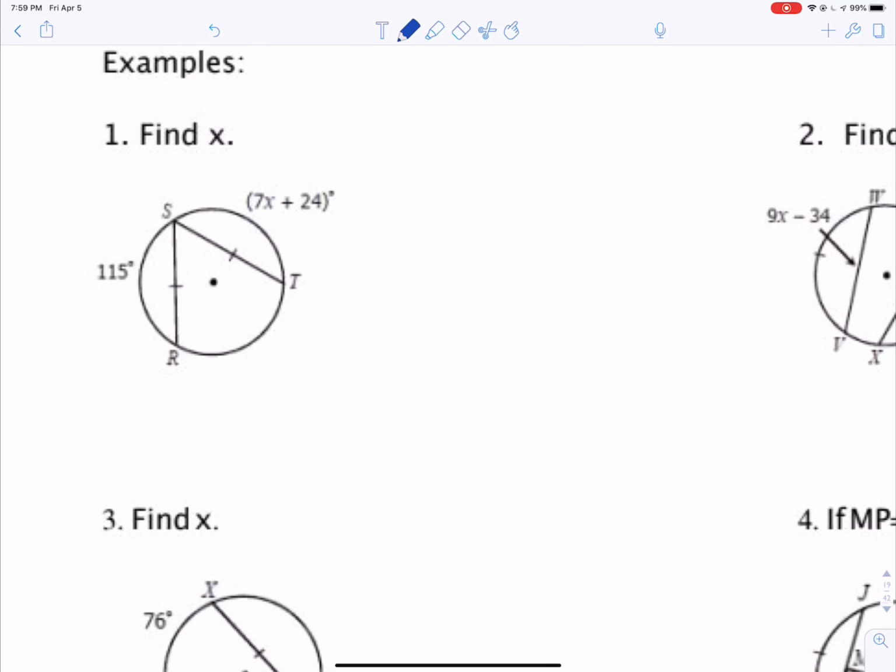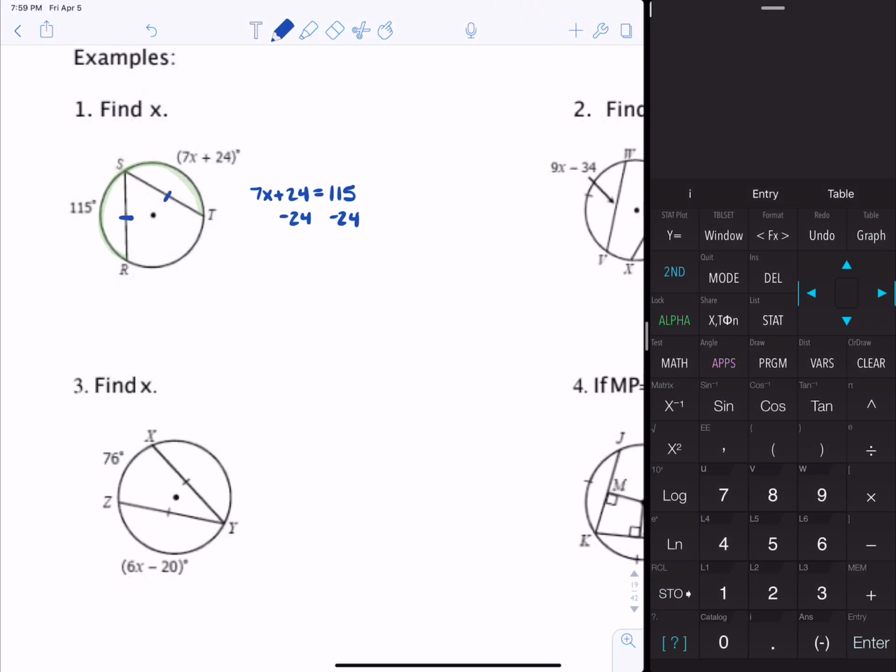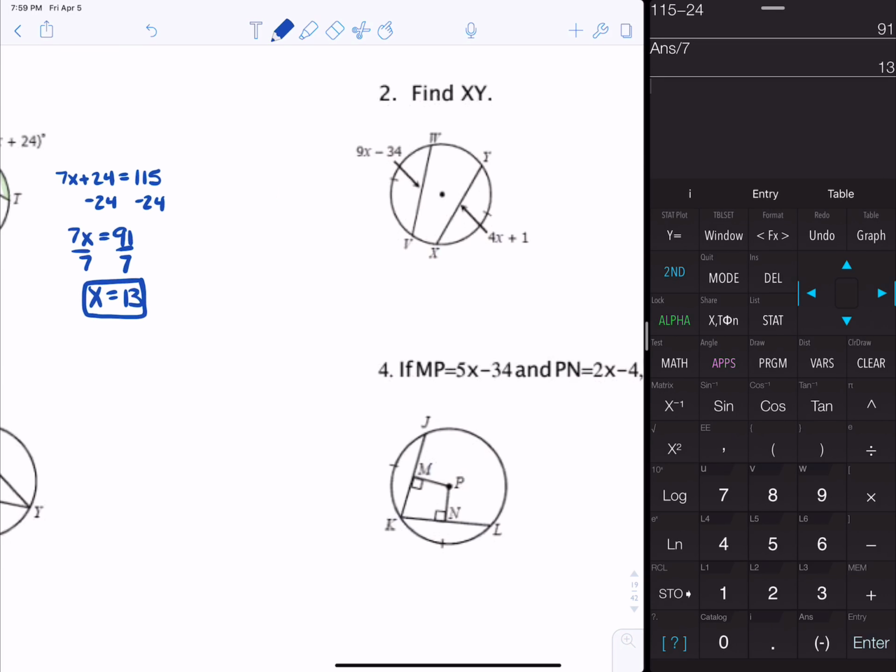In number 1, it says find x, and we are given that these chords are congruent. So that tells us that the arcs they subtend are also congruent. So we could just say 7x plus 24 equals 115. Let's do 115 minus 24, and then divided by 7 would be our next step. So 7x equals 91, and then let's just divide by 7. So x would equal 13. All right, that's it for that one, a nice simple one to start with.